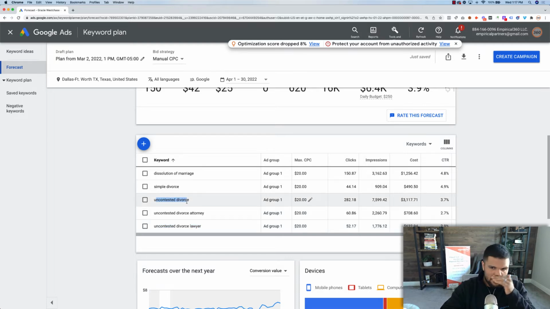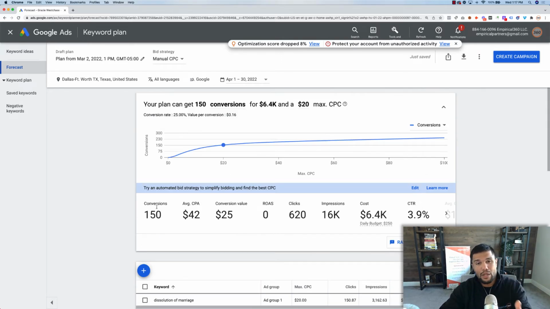So uncontested divorce, they could be researching what that means. It's not the highest intent keyword, but it is where a lot of volume is. So if you're really trying to expand this, that would be a place to look. So what I have here is a plan of what a single month of advertising would look like for these keywords in Dallas, Fort Worth.